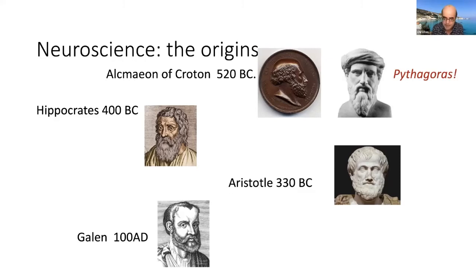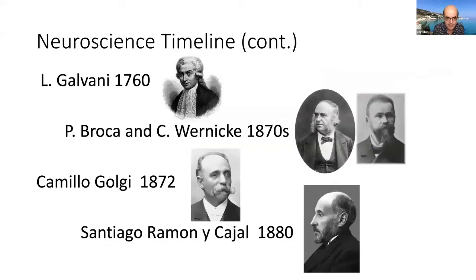You know, and this is, of course, alive through today. Nothing much happened for many centuries in neuroscience until Galvani noticed that the neurons act through electricity. So, a very incredible discovery. Broca and Wernicke found where language happens. So, we're going to talk more about that.